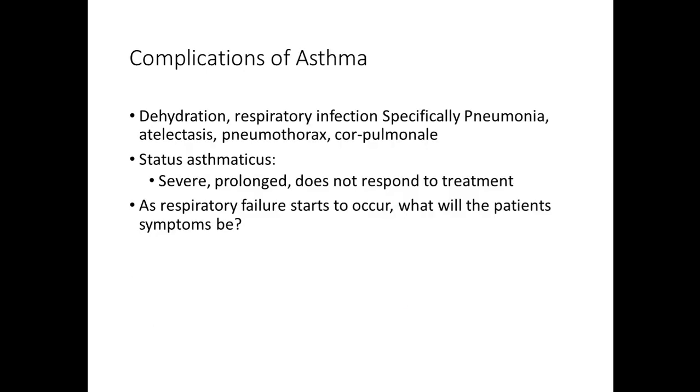All right. So some of our complications of asthma, we're going to see pneumonias, we're going to see atelectasis, we're going to see pneumothorax, we may see cor pulmonale. That's severe, severe, severe. Status asthmaticus is just a very severe, very prolonged asthma attack that does not respond to treatment.